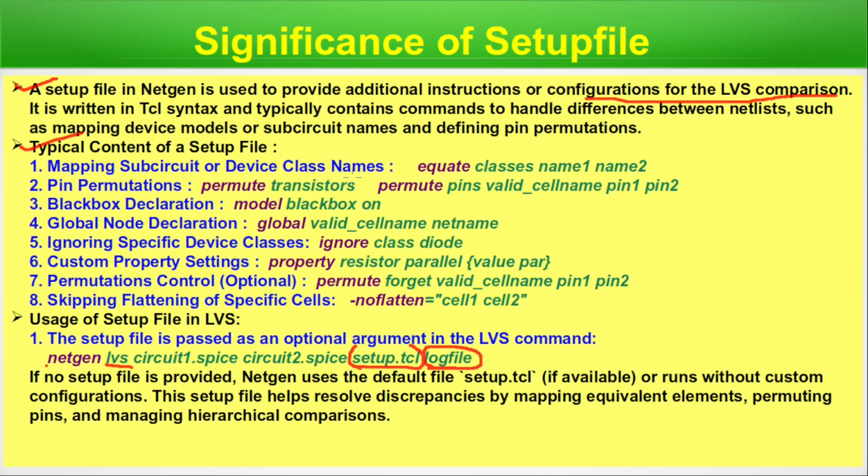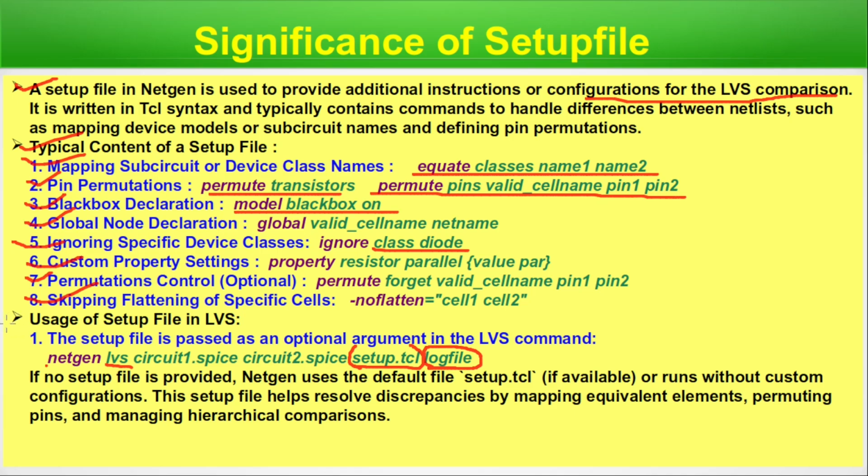Typical content of a setup file. Mapping subcircuit or device class name: equate classes, name 1, name 2. This we can provide in the setup. In permutations: permute transistors, permute pins, valid cell name, pin 1, pin 2. Black box declaration: model black box on. Global node declaration: global valid cell name, etc. Ignoring specific device classes: ignore class. Custom property settings and permutations control are optional: permute forget valid cell name, pin 1, pin 2. Keeping flattening of specific cells.